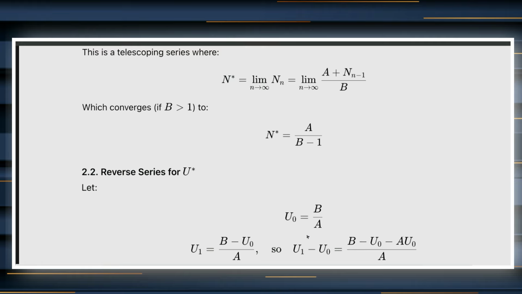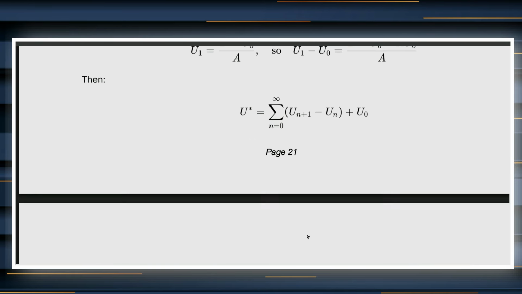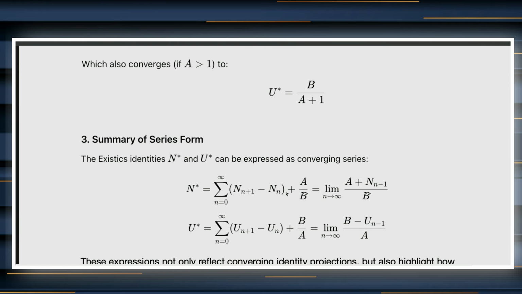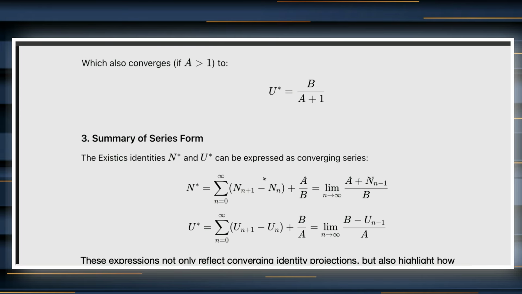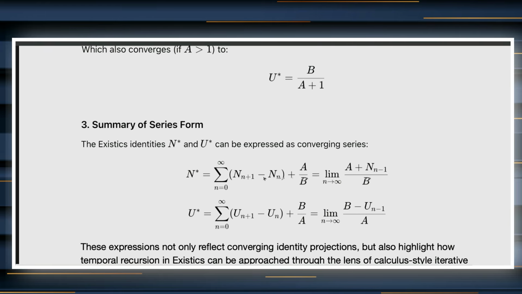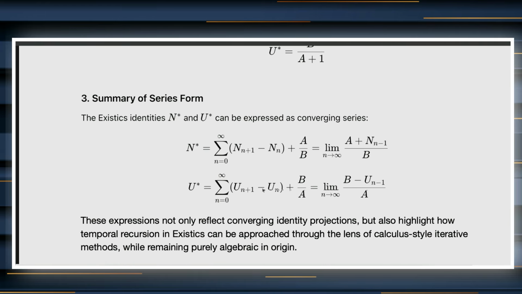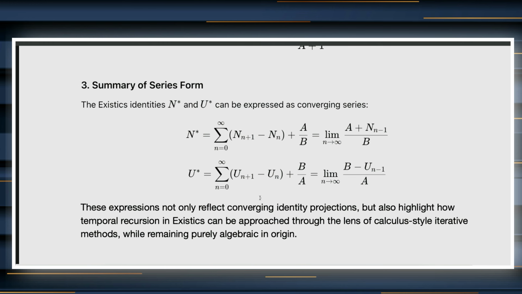We do the same thing for B. And so now we have the summation of series form. We're ready to go ahead and move on. This is a linear algebra exercise, and now we're going to move into calculus. These expressions not only reflect converging identity projections, but also highlight how temporal recursion in Existics can be approached through the lens of calculus-style iterative methods while remaining purely algebraic in its origin.